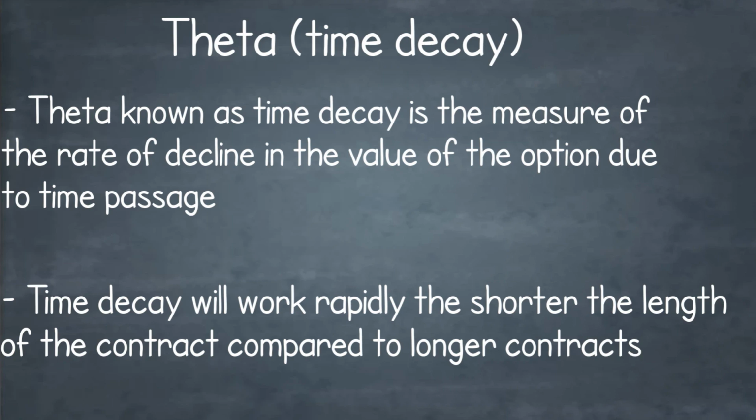Theta is part of what is known as the Greeks for options. The Greeks consist of theta, delta, gamma, vega, and rho. These essentially identify how the contract will rise or fall in value over time. The Greeks are a more complicated part of options trading, and I will explain that in another video.